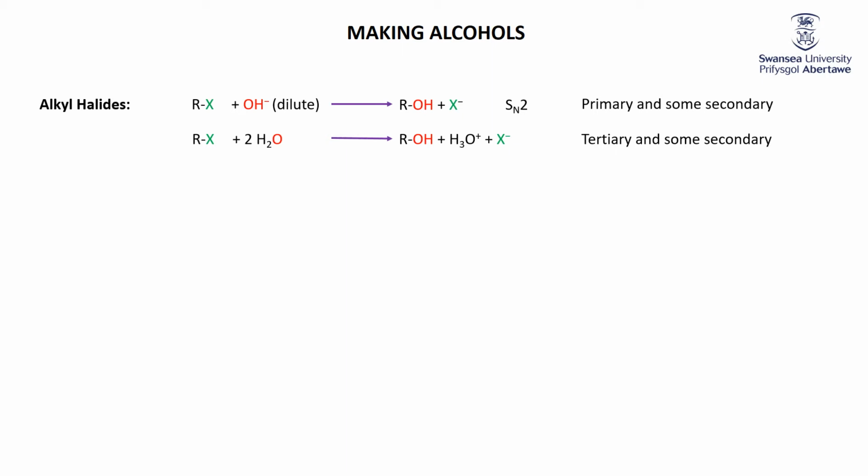Now you can also make alcohols from alkenes, although again we didn't talk about this in the alkene core material. It was there in the alkene extension material. Essentially you can hydrate an alkene with water to just turn into the alcohol. Now notice I haven't put any conditions there, because the conditions depend upon how you're going to do it.